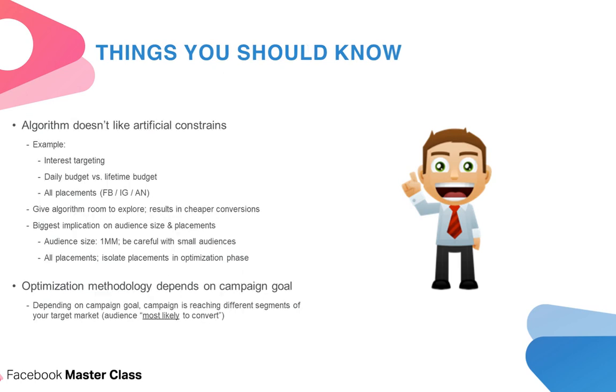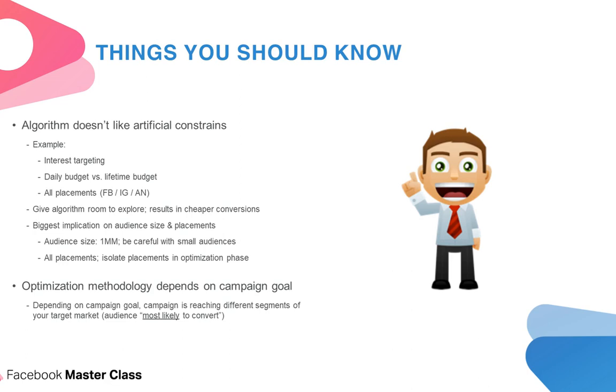Number 5, the algorithm doesn't like artificial constraints. Let me give you 3 examples to point that out. If you exclude certain interests, you're telling the machine learning algorithm, hey, that particular interest group will not convert. Algorithm, do not explore that interest group, do not talk to them. So this is something you shouldn't necessarily do in the launch phase, do it in the optimization phase.